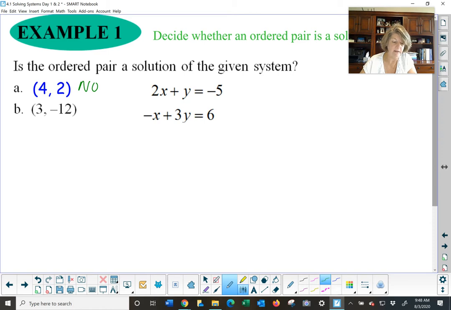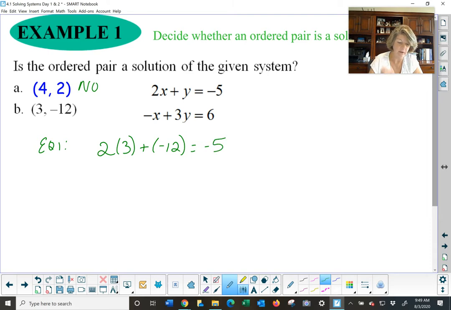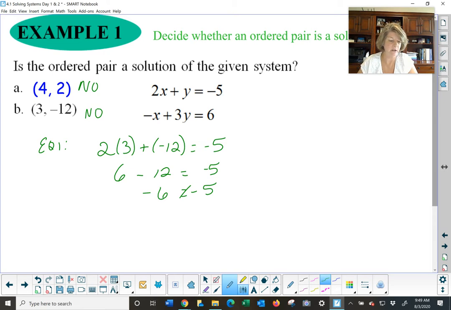For part B, the solution (3, -12), let's give it a go. Let's see if it works. I'm going to go into equation 1, and I'm going to go 2 times 3 plus -12 for y equals -5. That means I have 6 minus 12 equals -5. Well, we're close, but not quite there. This is also not a solution. So, both of them were not solutions to our system. But let's look at how you could determine what is a solution.